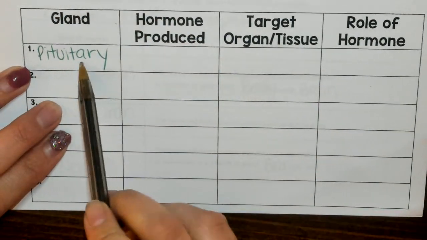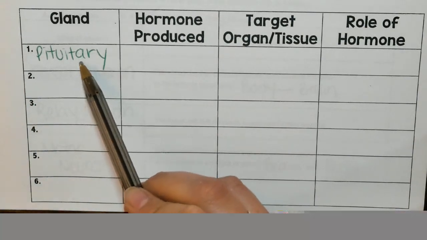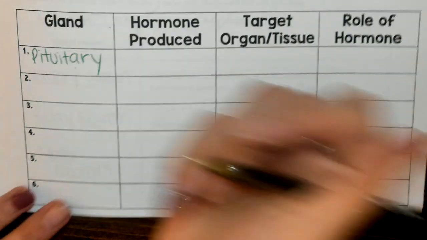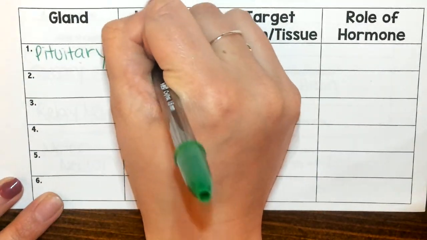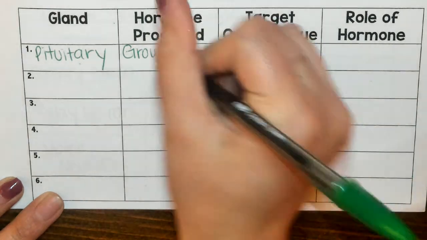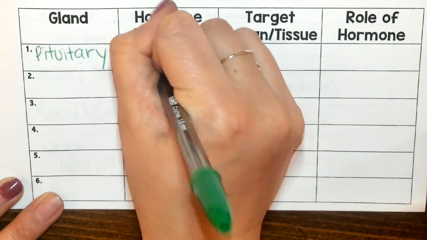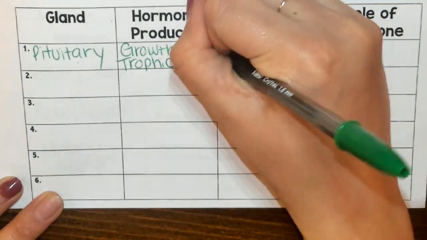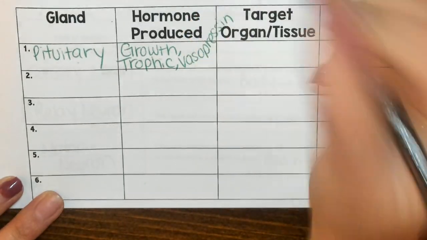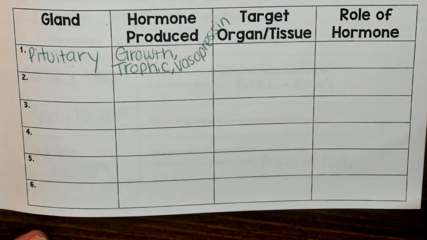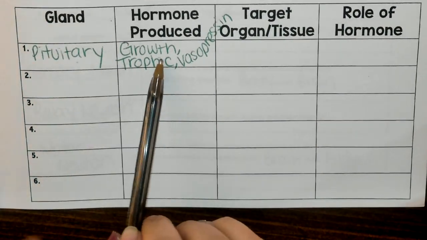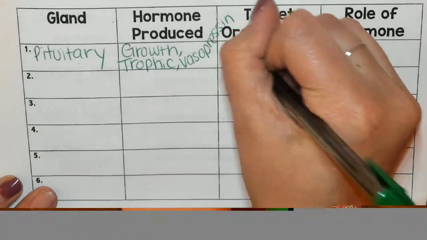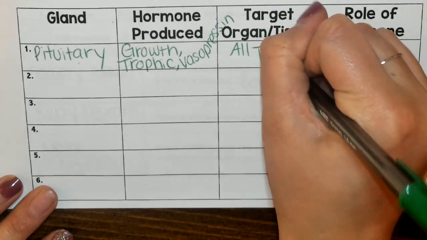I'm writing in green since I wrote it in green in my diagram. This gland produces 3 different hormones. It produces growth hormones, trophic hormones, and vasopressin. And I'm going to try to write that as much as I can. The pituitary gland produces these hormones, and these hormones are then targeted to almost all tissues. All tissues need to grow.